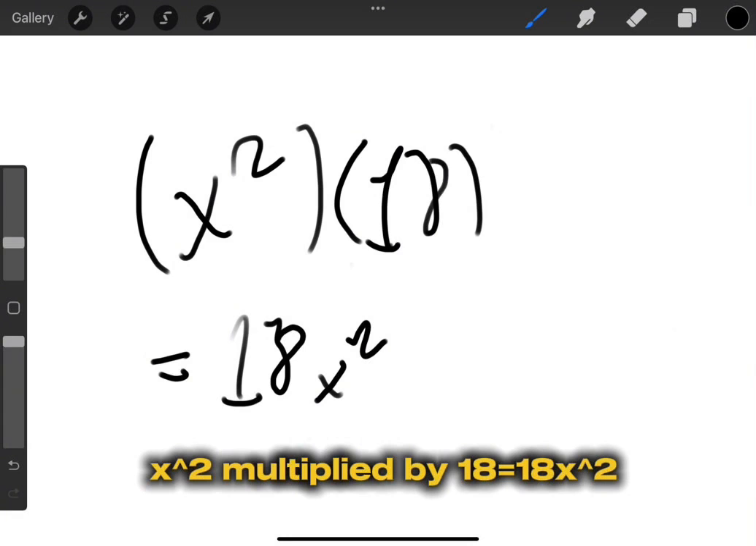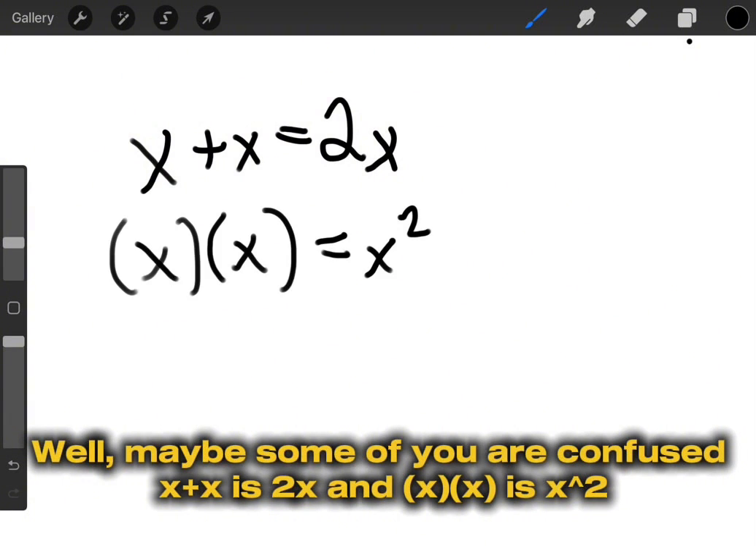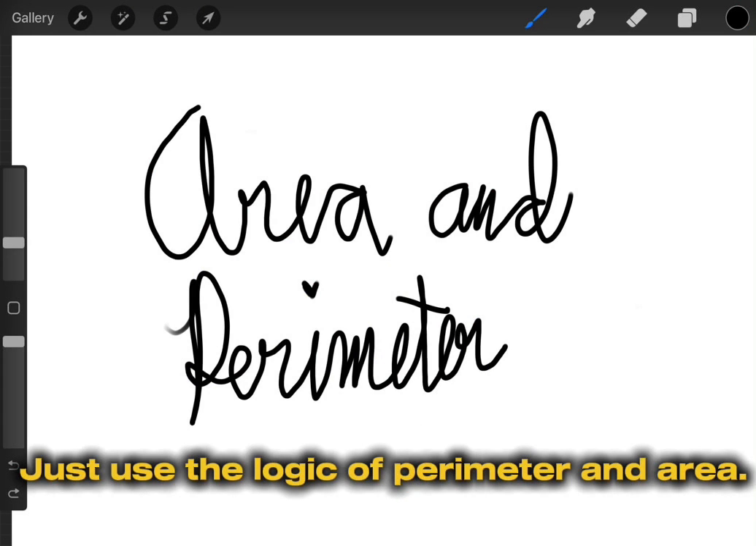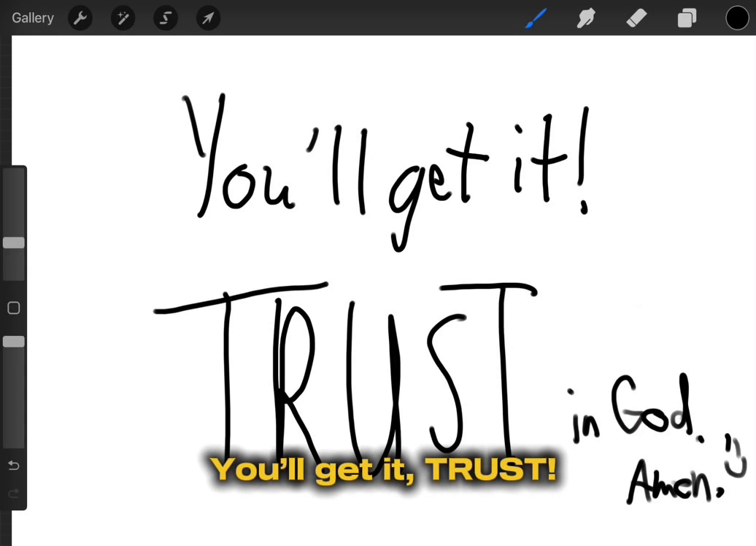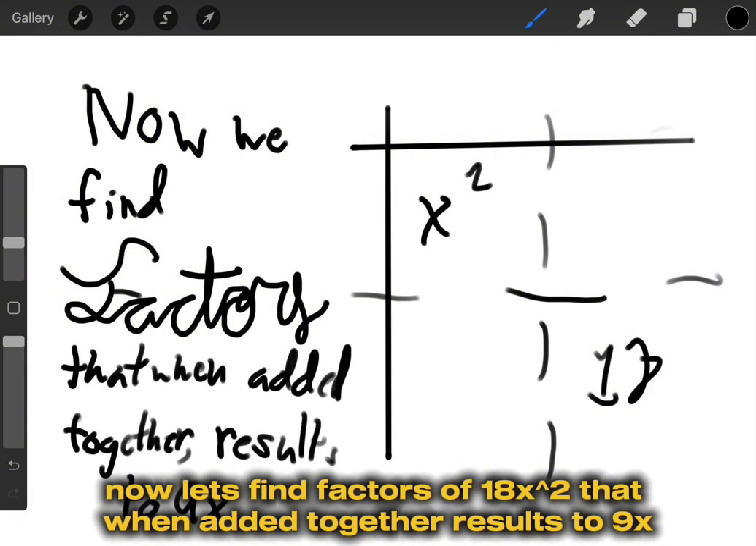X squared multiplied by 18 is 18x squared. Well, maybe some of you are confused, but x plus x is 2x, and x times x is x squared. Don't forget that. Just use the logic of perimeter and area. You'll get it, trust. Now, let's find factors of 18x squared that when added together results to 9x.